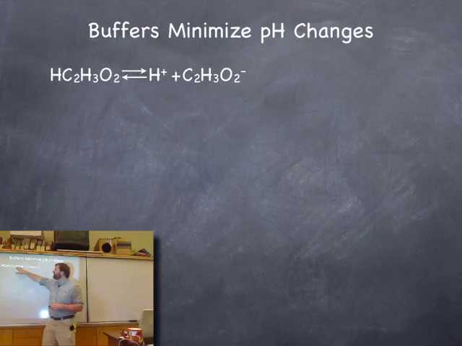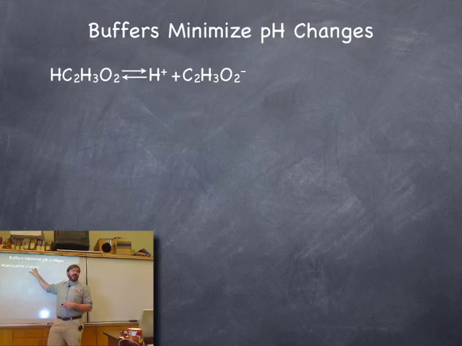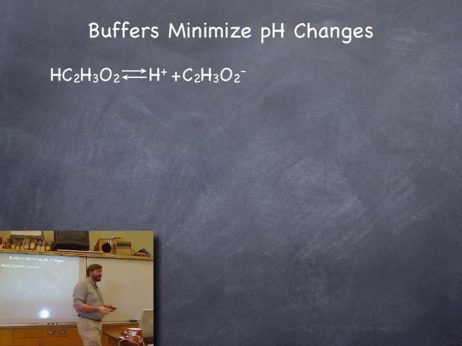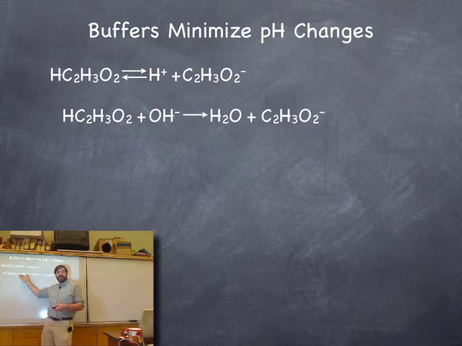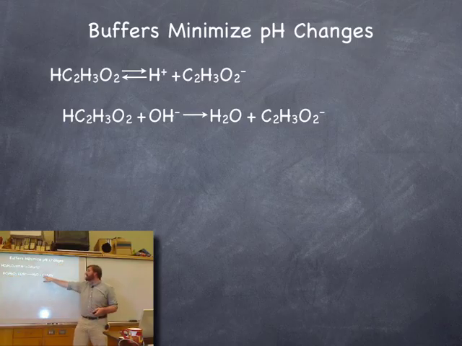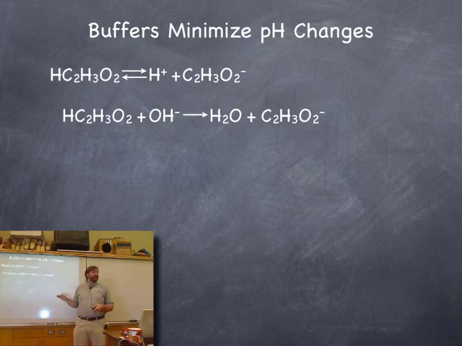If I have both of these things in the solution, then that equilibrium, the fact that I have both of these, allows the solution to react with bases. If some hydroxide ions are created in the solution, somebody dumps in some sodium hydroxide, those hydroxide ions would react with the acid that I already have there, minimizing the change to the pH. Probably not stopping it entirely, but certainly minimizing it.